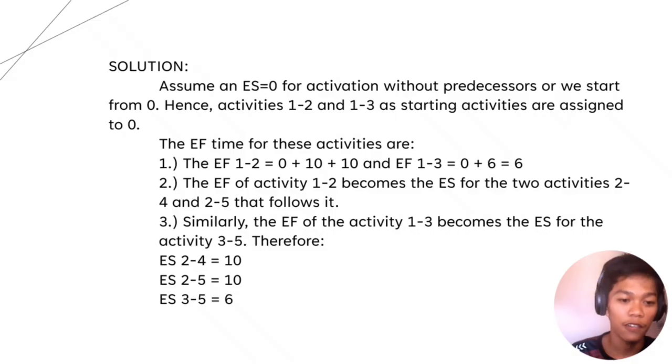So the EF of activity 1 to 2 becomes the ES for the two activities that follow it, 2 to 4 and 2 to 5. Similarly, the EF of activity 1 to 3 becomes the ES for activity 3 to 5. Therefore, ES for 2 to 4 equals 10, ES for 2 to 5 equals 10, and ES for 3 to 5 equals 6. So we go to another slide.